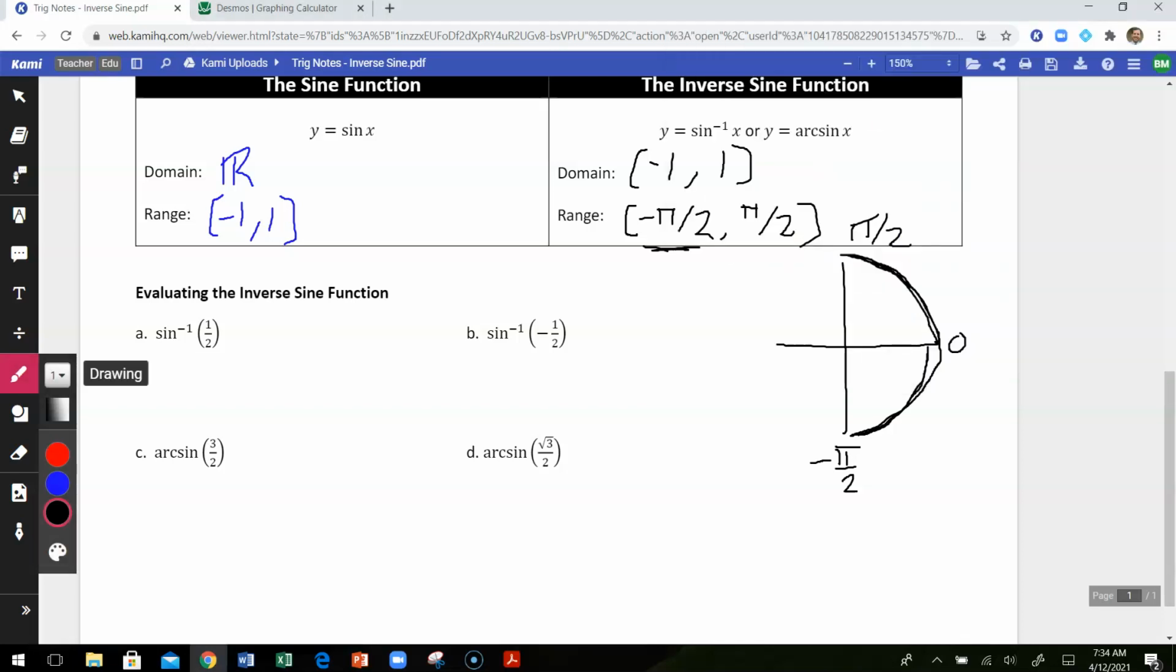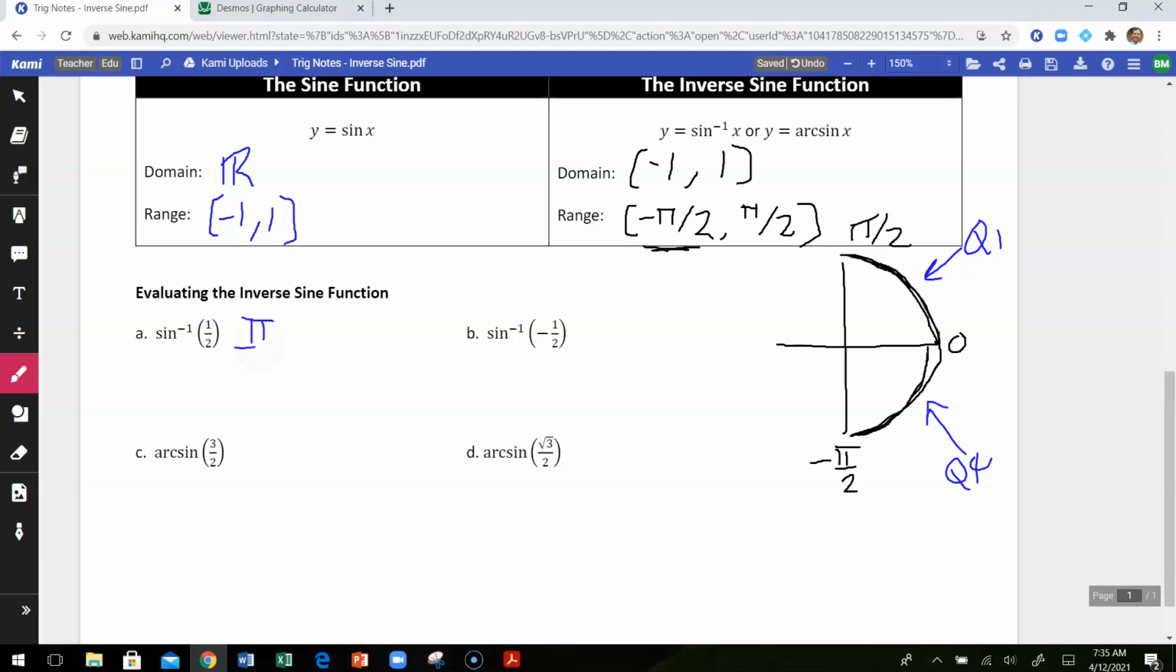So when you're looking at sine, again, you're looking at quadrant 1, and you're looking at quadrant 4, but you're saying negative the angles that are in quadrant 1. Okay, it's as easy as that. So which angle has a sine of 1/2? That was π/6. That's my answer.